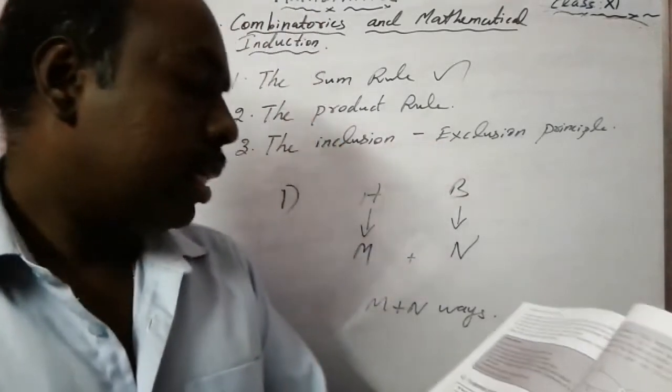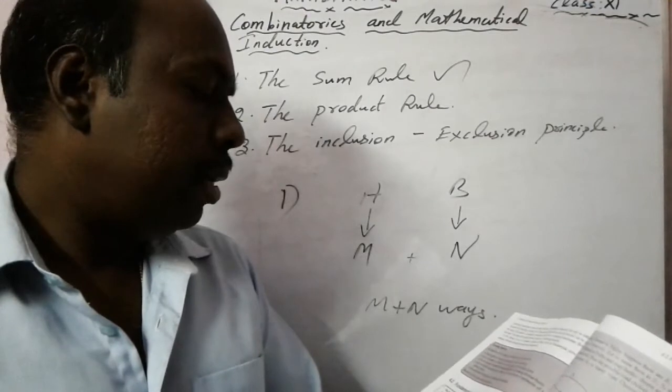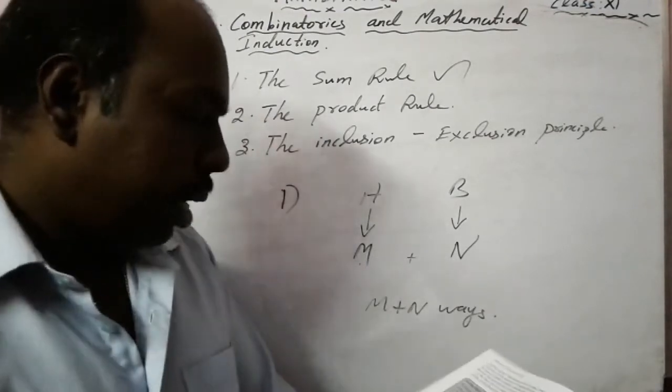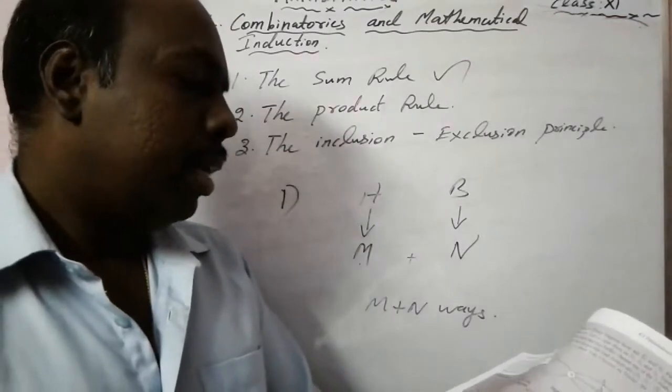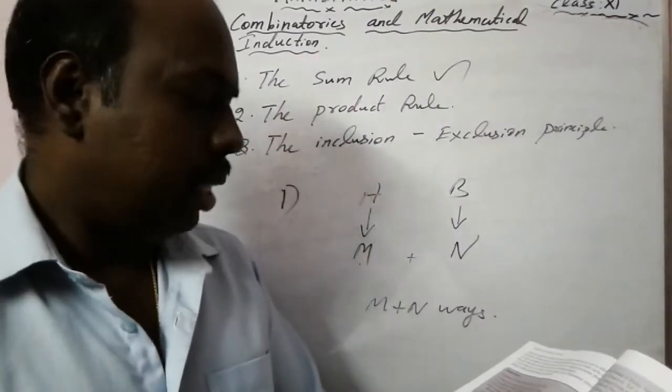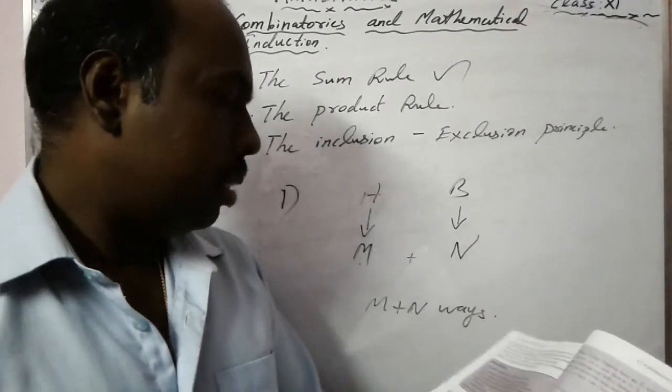So once again, let us consider two tasks which need to be completed. If the first task can be completed in m different ways, and the second task can be completed in n different ways, and these cannot be performed simultaneously, then there are m plus n ways of doing either task.